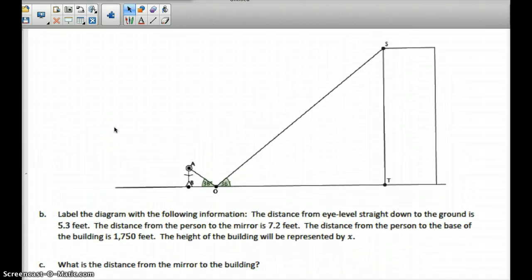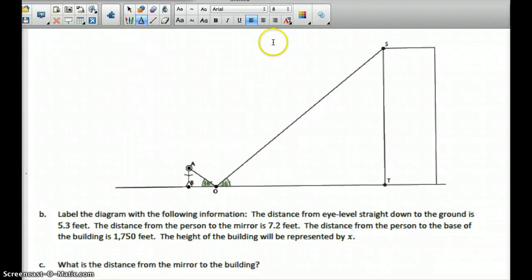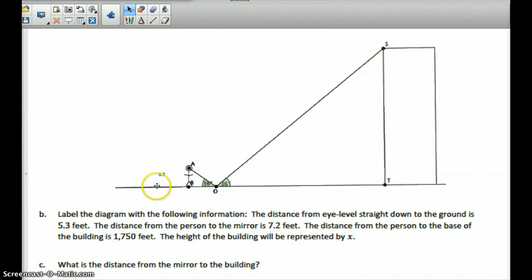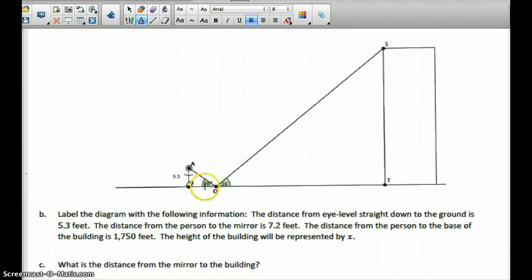It says, label the diagram with the following information. So, the distance from eye level straight down to the ground is 5.3 feet. So that's going to be your height right here with the person. So I'm going to label that 5.3. Okay, the distance from the person to the mirror is 7.2 feet. So that's going to be right here along BO. So 7.2.